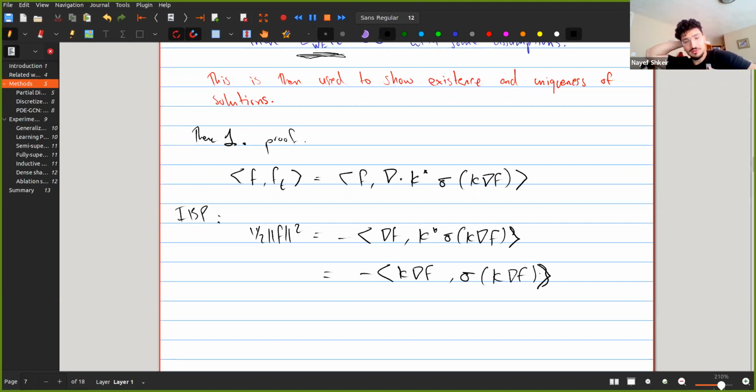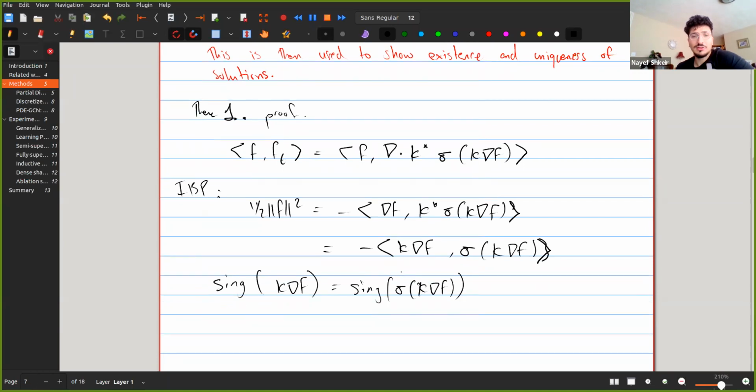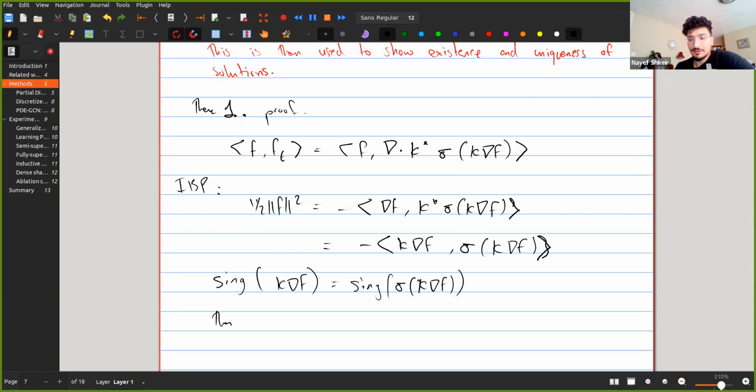Now you use the sign property of your nonlinearity. The sign of K grad F is going to be equal to the sign of the nonlinearity of K grad F. I misspelled sign there, but never mind. So you know that this inner product here is going to be positive. Because you have this minus here, you can say that half the norm squared is going to be less than or equal to 0. There's a time derivative there, d by dt. So there you go, that's pretty simple and quick. So that's your feature norm being non-increasing in time.